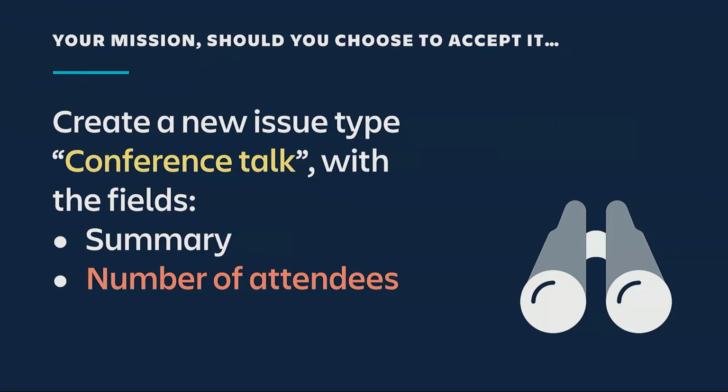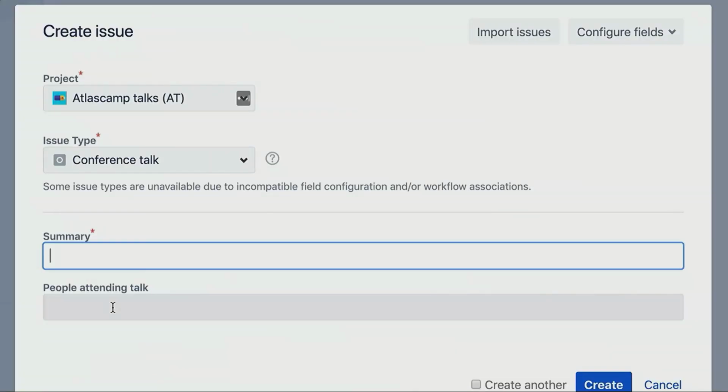So enough destructive examples. Let's think about something constructive. Imagine you're an admin at Atlassian and the people for Atlas Camp decide, oh, we want to track all our talks in Jira. So we want you to create a new issue type called conference talk, and it'll track the number of attendees, and we need a new field for that. So basically, you want to end up with something like this.